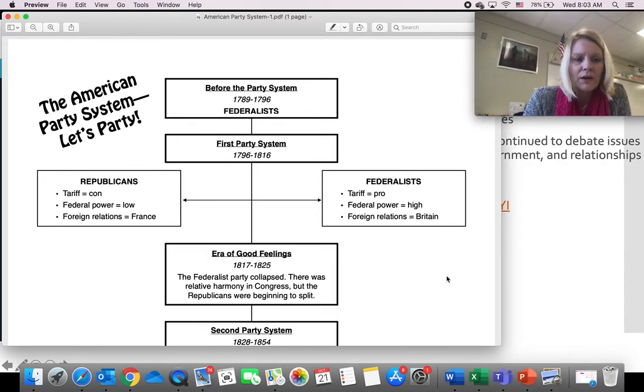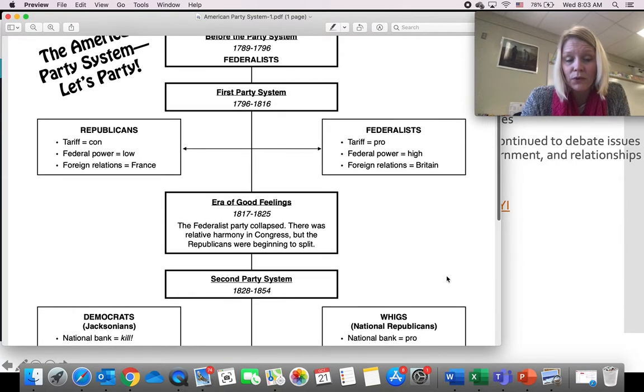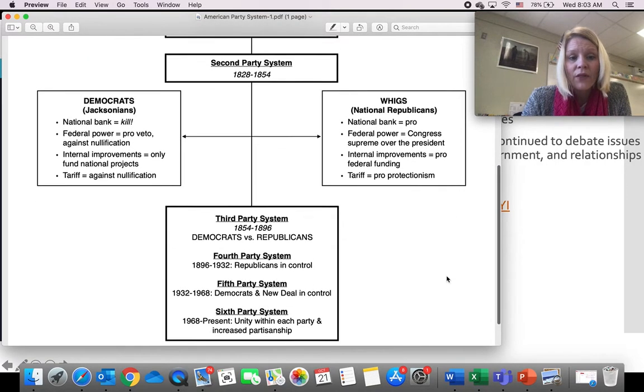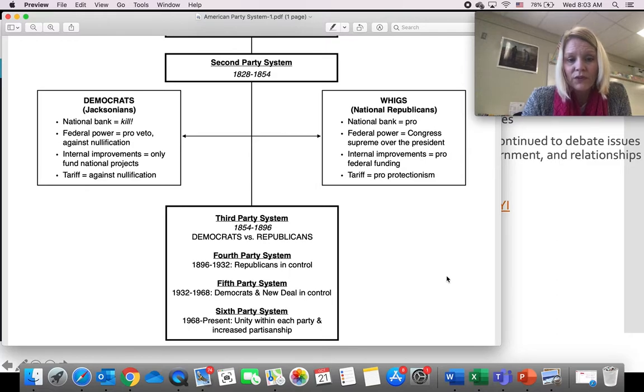Republicans were against tariffs. They wanted little federal power. They wanted to have strong relations with France. The Federalists definitely wanted tariffs. They wanted more centralized power in the government. They wanted a stronger relationship with Britain. And then it goes on to the era of good feelings. Then we have the second party system, the third party system, fourth, fifth, and sixth.